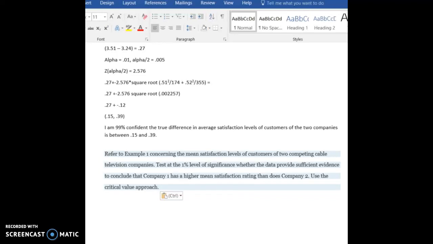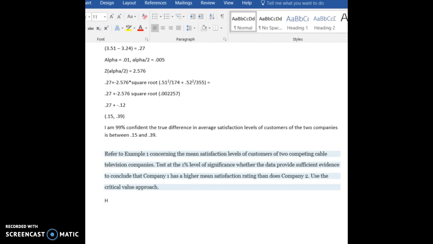All right, so now we're going to take the same information that we had in example 1 and create a hypothesis test. And we're going to test at the 1% level of significance whether the data provides sufficient evidence to conclude that company 1 has a higher mean satisfaction rating than company 2. We're going to use the critical value approach.